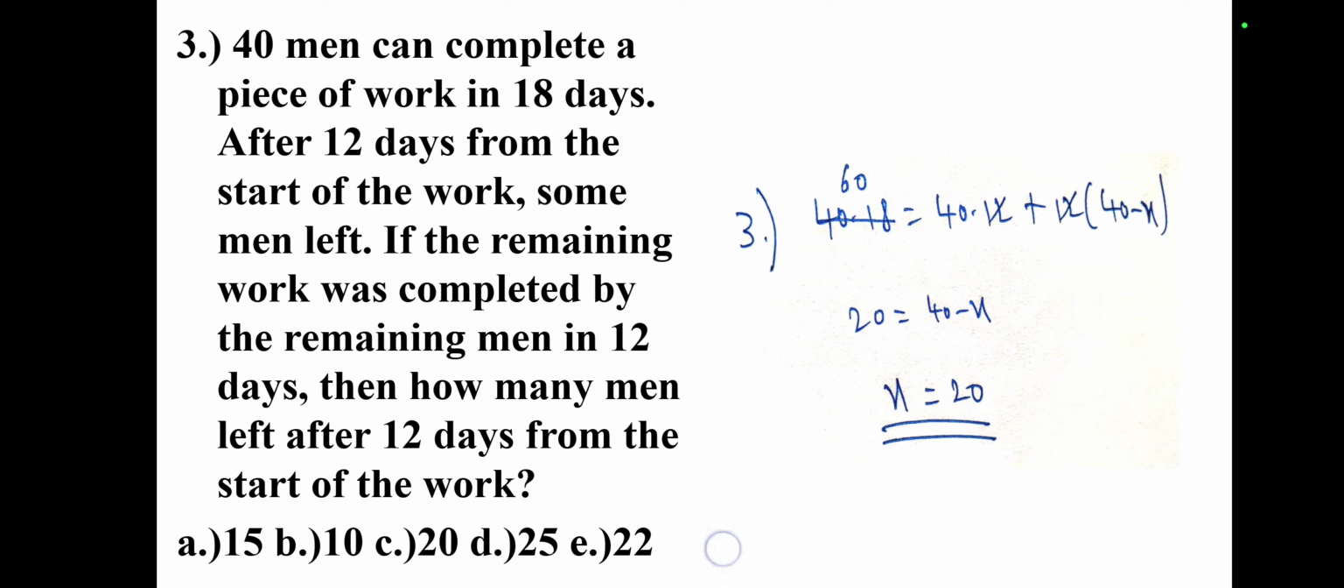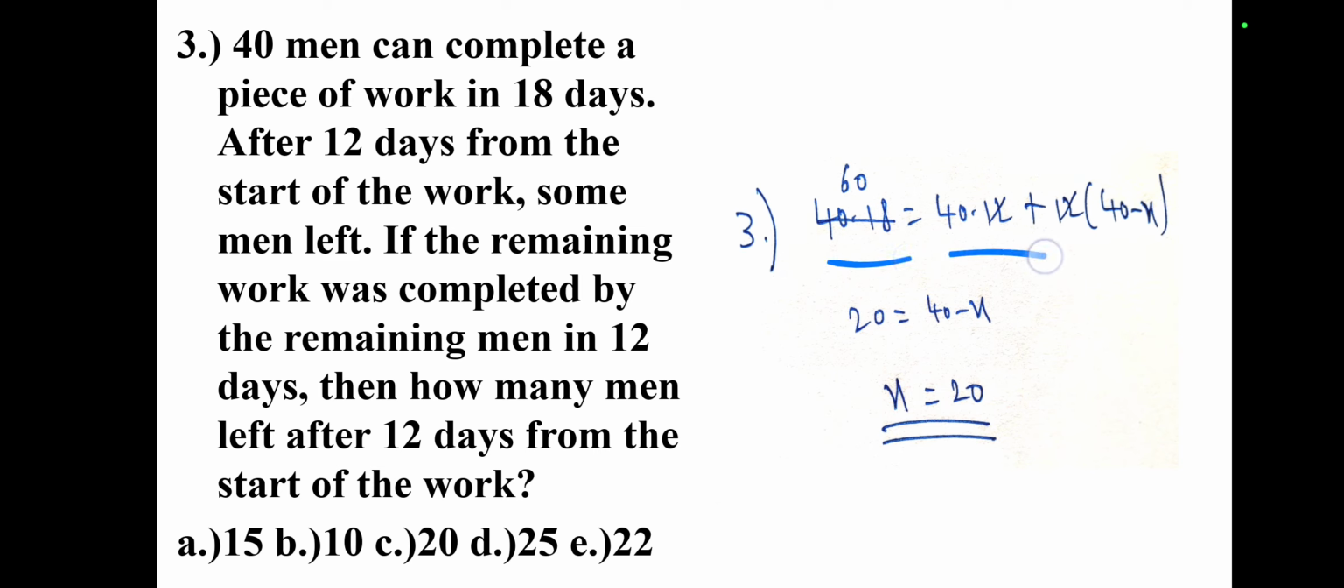So here we have to follow the M1 D1 formula. So M1 is 40 and D1 is 18. In the same way, for 12 days 40 men have worked. After 12 days, certain men went away, that is x men went away. That's why 40 minus x, into, the remaining work was completed in 12 days. So that's why into 12. I hope you understood this expression.